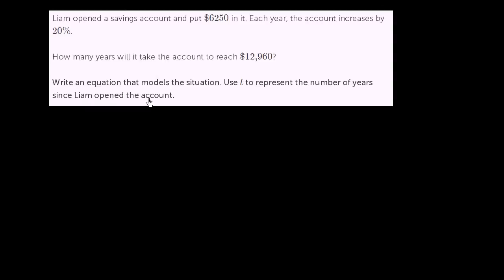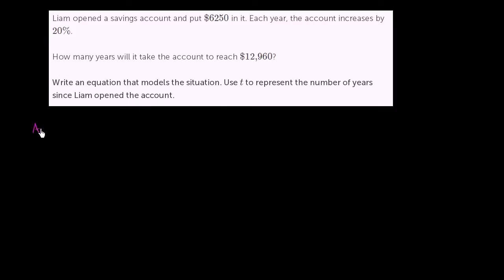So I encourage you to pause this video and actually try to do it on your own first. Try to write this equation that models the situation using the variable t in the way they described, and then actually answer the question, how many years will it take for the account to reach $12,960? Well, let's just think about it. So t is to represent the number of years since Liam opened the account.